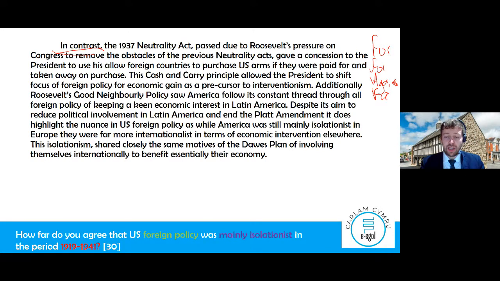Additionally, Roosevelt's good neighbor policy saw America follow its constant thread through all foreign policy of keeping a keen economic interest in Latin America. Despite its aim to reduce political involvement in Latin America and end the Platt Amendment, it does highlight the nuance in US foreign policy, as while America was still mainly isolationist in Europe, they were far more internationalist in terms of economic intervention elsewhere. This isolationism shared closely the same motives of the Dawes Plan of involving themselves internationally to benefit, essentially, their economy. So this is an argument, a paragraph that is against.